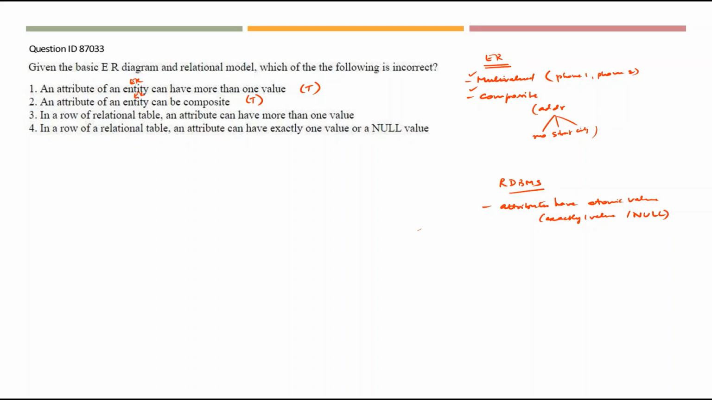An attribute can have more than one value. No, this is actually false because it can have only one value. It means it has atomic value. In a row of relational table, an attribute can have exactly one value or a null value. This is what we saw here. So this statement is also true. The only statement that is incorrect will be option number 3.